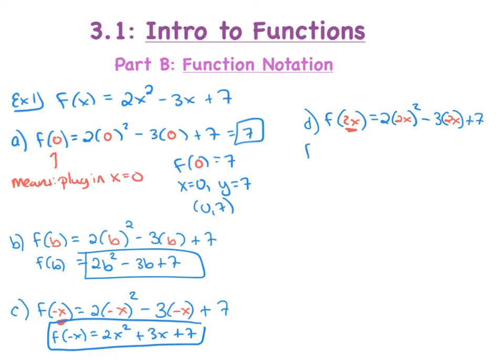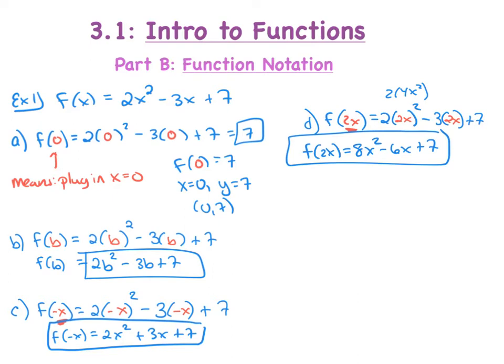That will give me f of 2x equals, let's see, 2x squared is 4x squared. Well, 2x quantity squared is 4x squared, so this would be 8x squared. Negative 3 times 2x is negative 6x, and then nothing happened with the plus 7, so plus 7. Okay, let's do 2 more, and I think I want to give myself a little bit more room here.